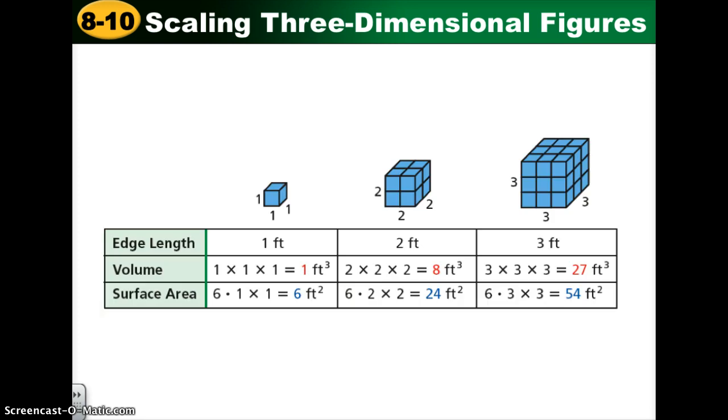Vocabulary term would be capacity. We have some cubes here, and we want to break it down and look at the comparison with volume and surface area. So we're measuring these in feet.